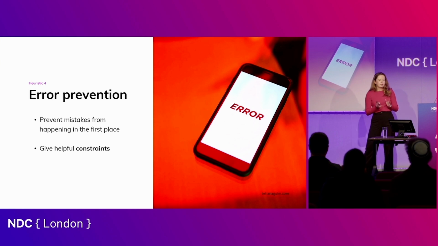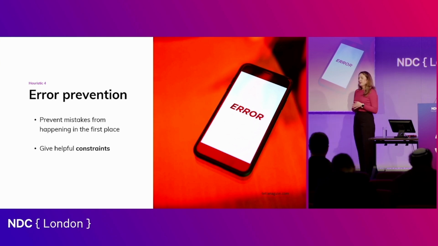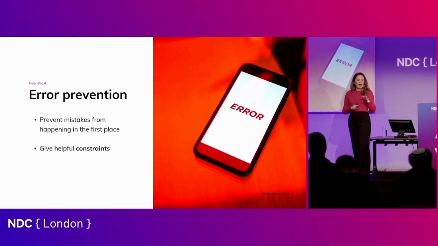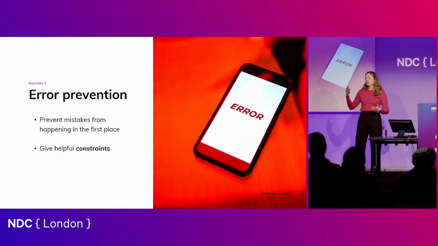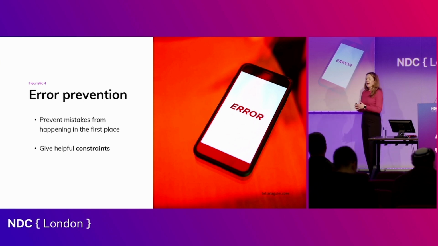The next heuristic, and the final one for today I want to cover, is error prevention. So instead of letting users have these errors, you prevent them from making mistakes by giving helpful constraints. That could be, for example, disabling some buttons or giving error messages before proceeding to the next stage, everything that makes them feel in control and not having to make that mistake.